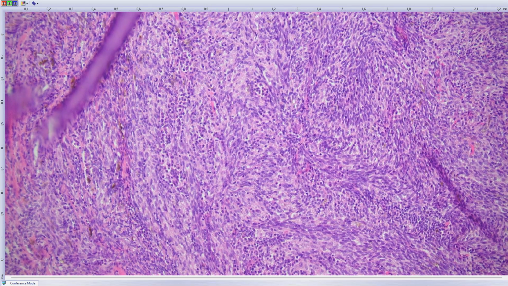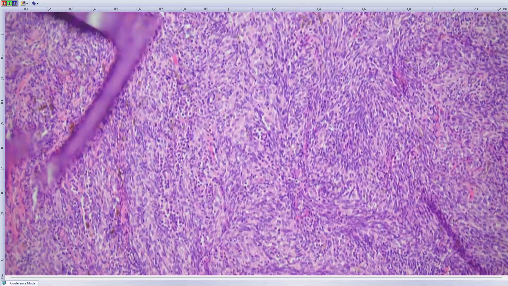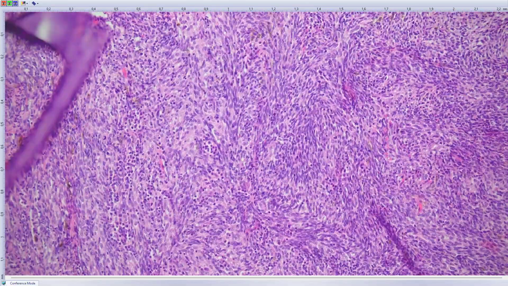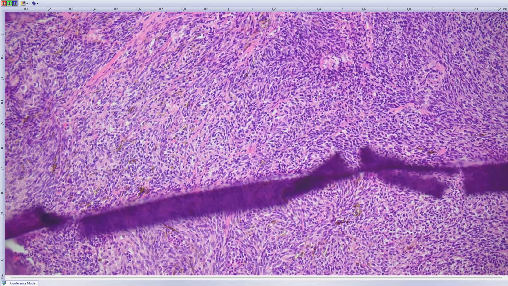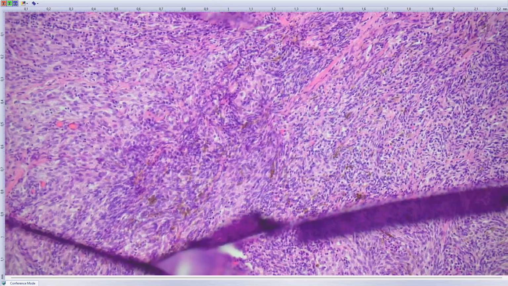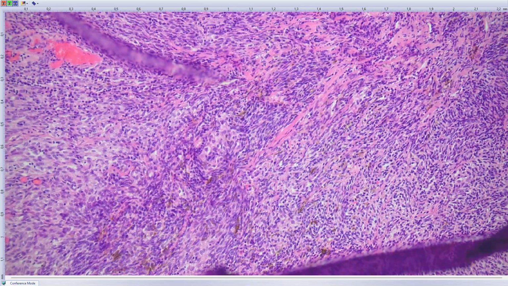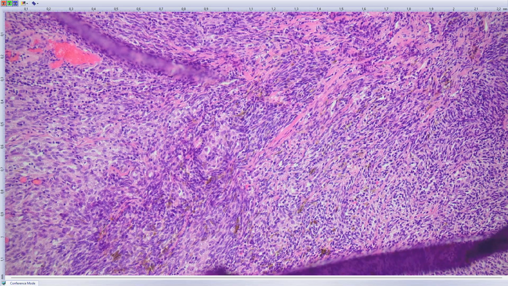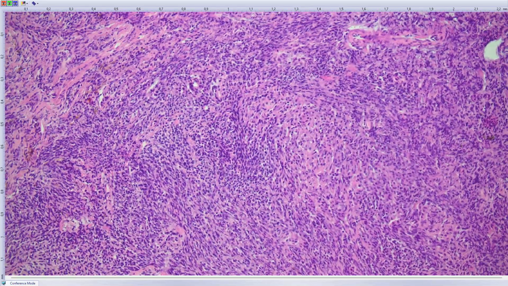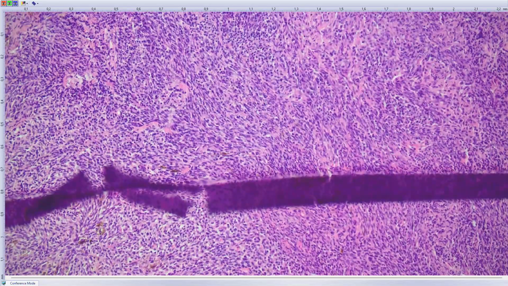And we can see this spindle cell neoplasm, and maybe a little bit of pigmentation here and there. In the background, you can see there are many lymphocytes. No necrosis was present, and I didn't find any mitotic figure in the whole specimen. So this is a very important clue.